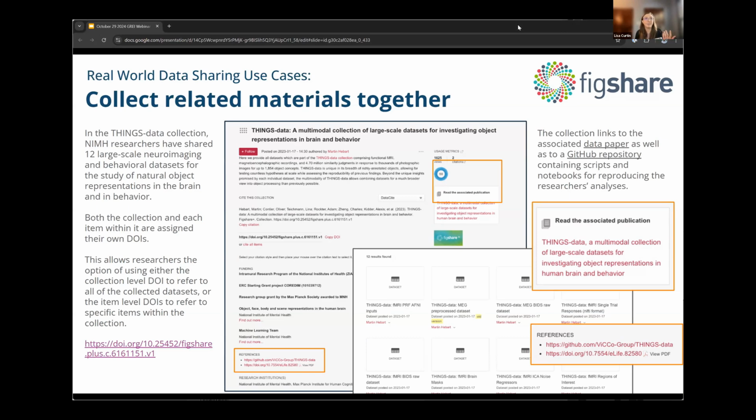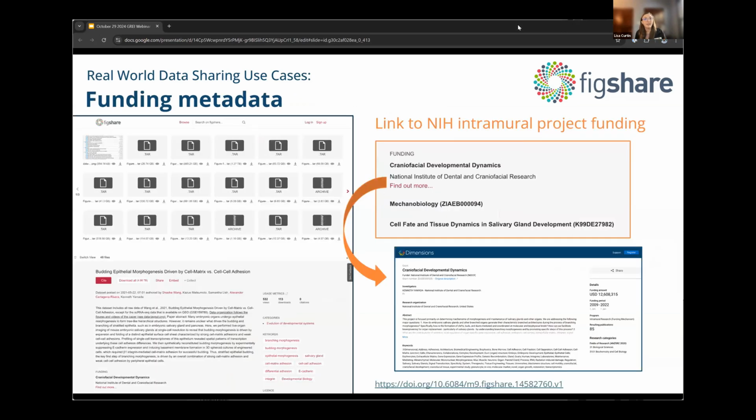Next slide, please. And then another thing I wanted to highlight, and again, this is something all the repositories offer, but it may look a little bit different from repository to repository, is funding metadata.